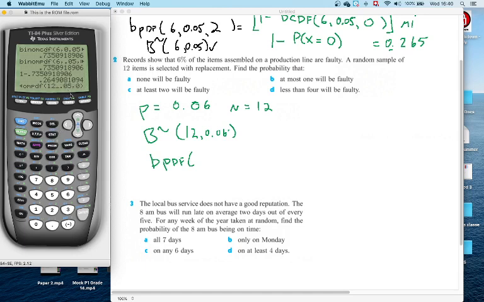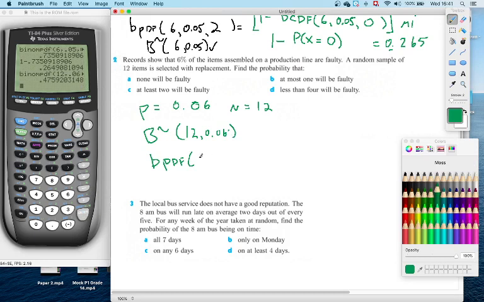So there's my 12. And now if I go over, my percentage of success is 6. So I'm going to change this to 6. And in this case, we're going to find 0 faulty. So if I press enter, there we go. So if this is the case, we can fill in 12, 0.06, and our value of 0. And that gives us 3 significant figures, 0.476. All right. So that's question A.